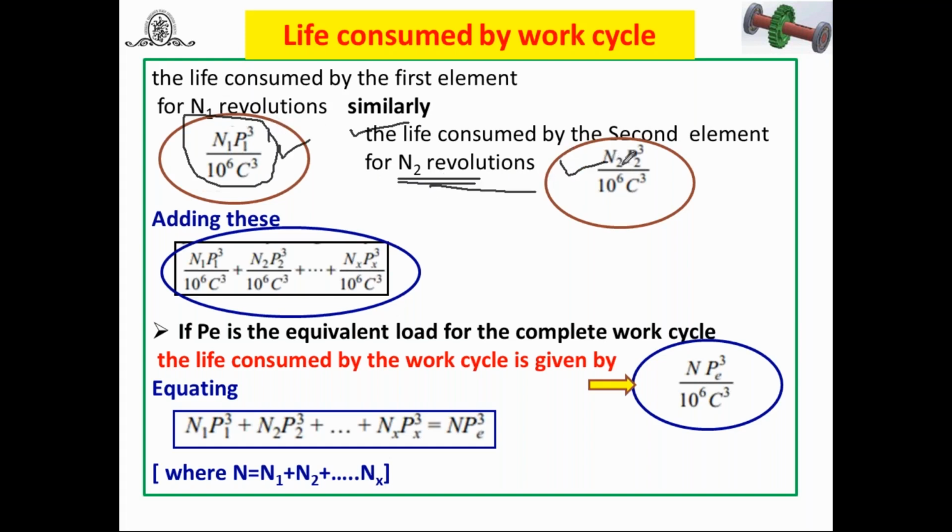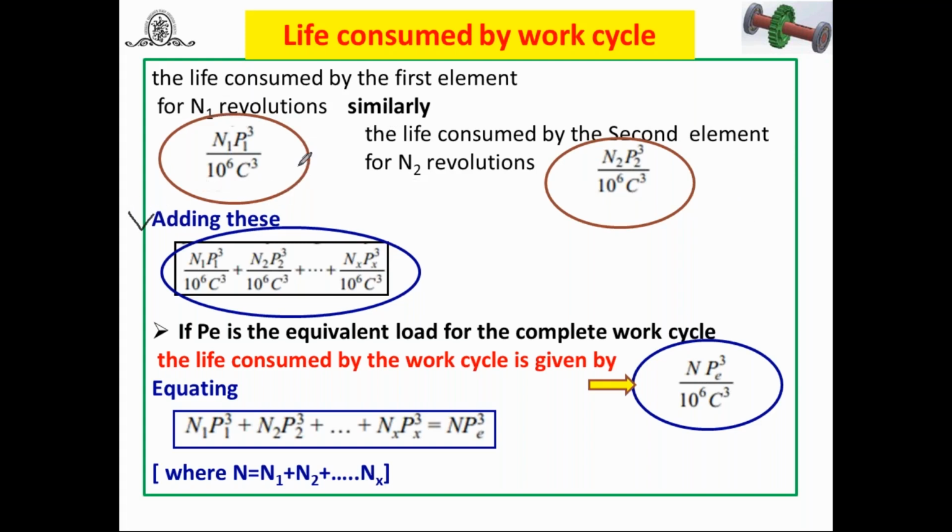Similarly, you can write this expression for element 2: N2 into P2 cube upon 10 raised to 6 into C cube. And similarly, you can write for element 3: N3 into P3 cube upon 10 raised to 6 into C cube. Similarly, you can write Nx into Px cube upon 10 raised to 6 into C cube. Okay. This is for different elements. Then what you have to do?